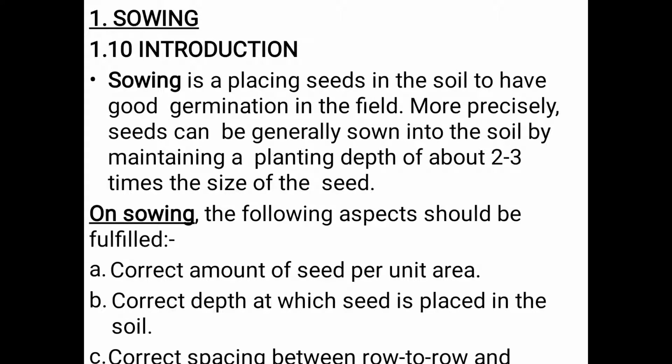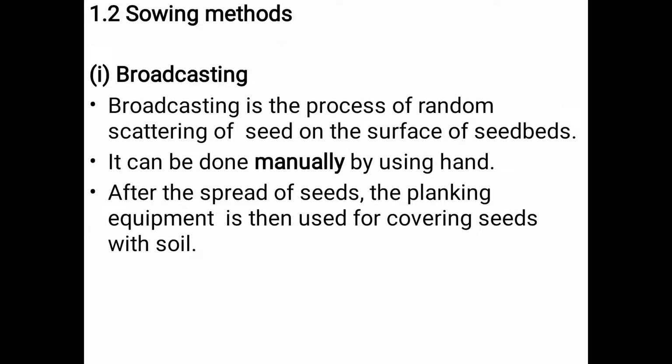Sowing is placing seeds in soil to have good germination in the field. More precisely, seeds can generally be sown into soil by maintaining a planting depth of about 2 to 3 times the size of the seed. On sowing, the following aspects should be fulfilled. Number first, correct amount of seed per unit area, correct depth at which seed is placed in soil, correct spacing between row to row and plant to plant.